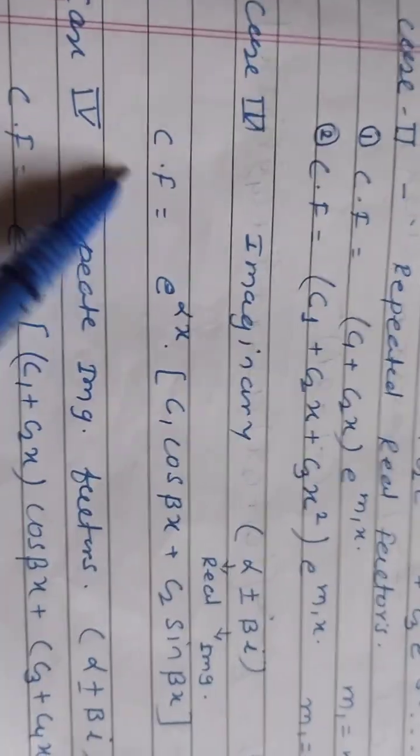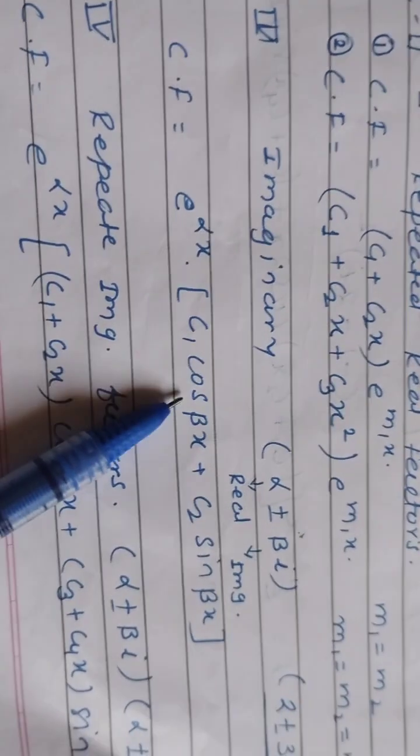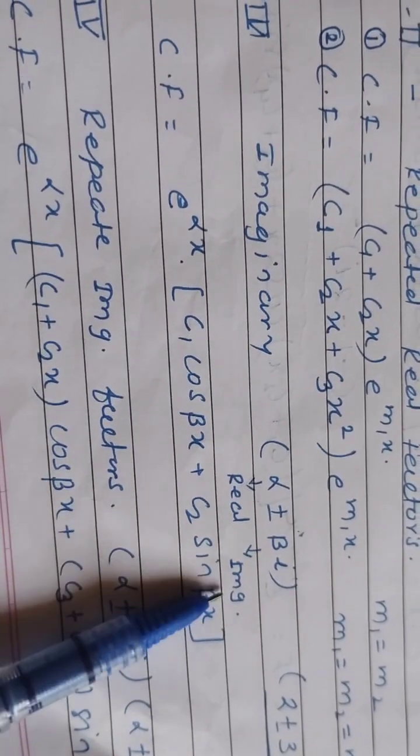So for that the complementary function is equal to e raised to alpha x in bracket c1 cos beta x plus c2 sin beta x.